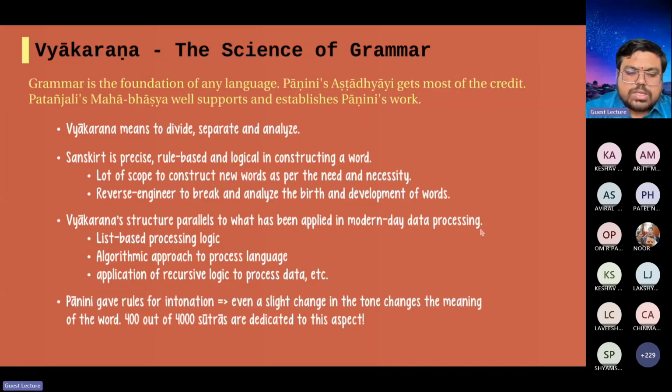And as I pointed out in the Shiksha section, Panini gave rules of intonation. Even a slight change in the tone, the meaning of the word will change. Therefore, 400 out of 4,000 sutras or rules that he gave, he dedicated to the intonating element. So not only the visual structure, the tonal structure is very much important in the grammar, which is very unique to India. So that is grammar for us.